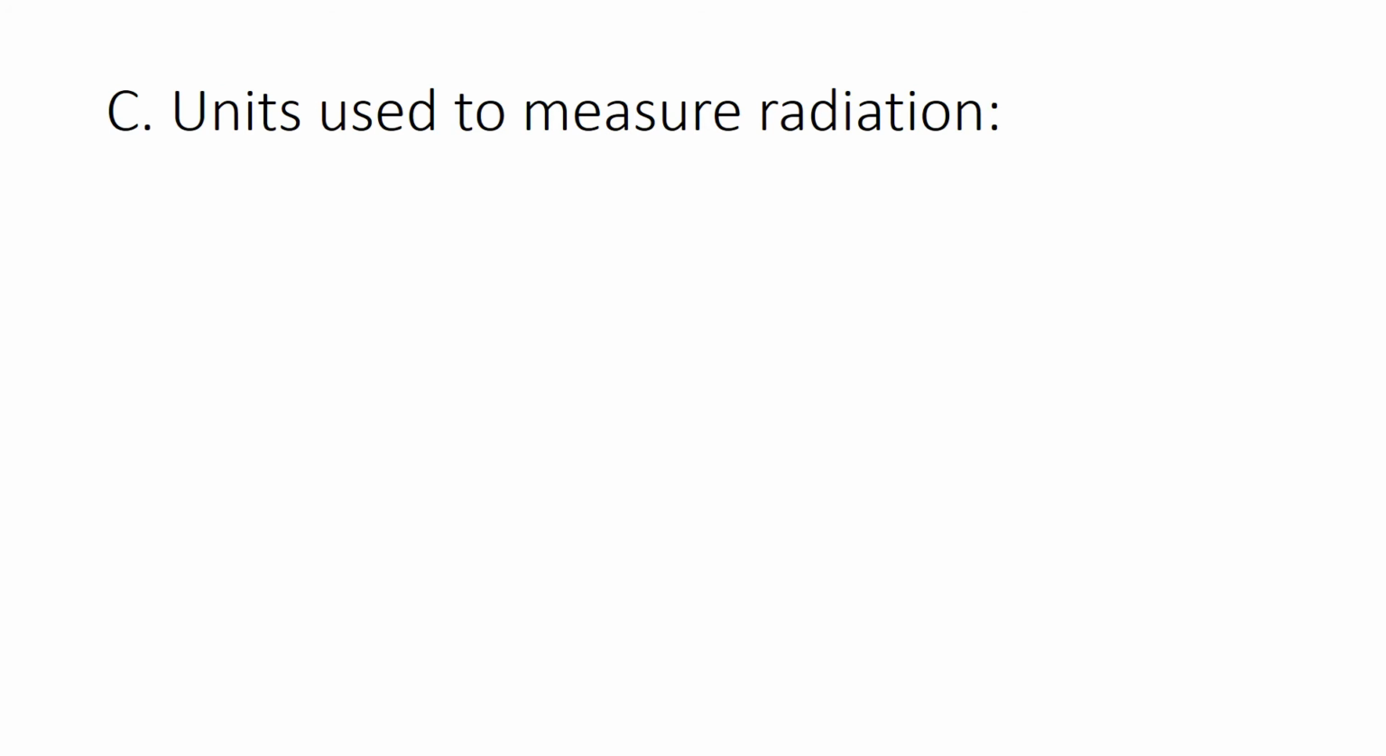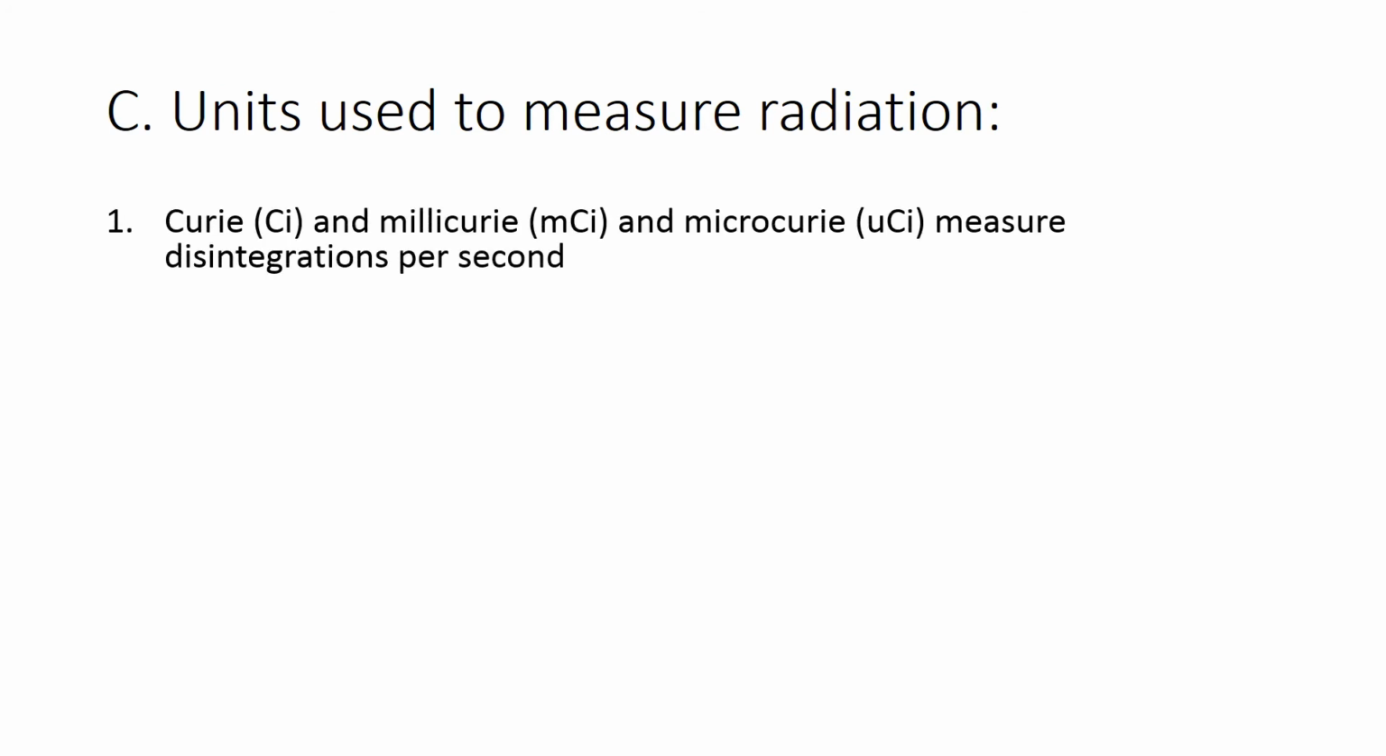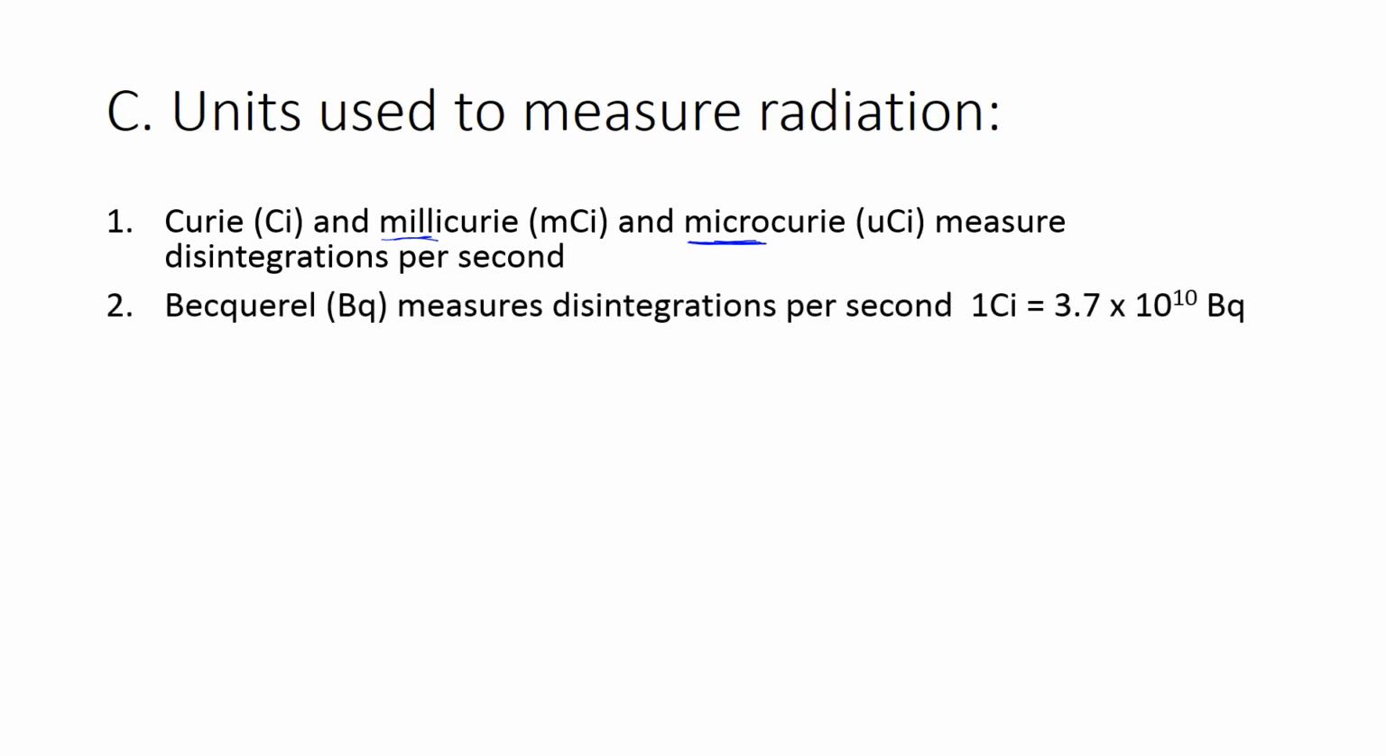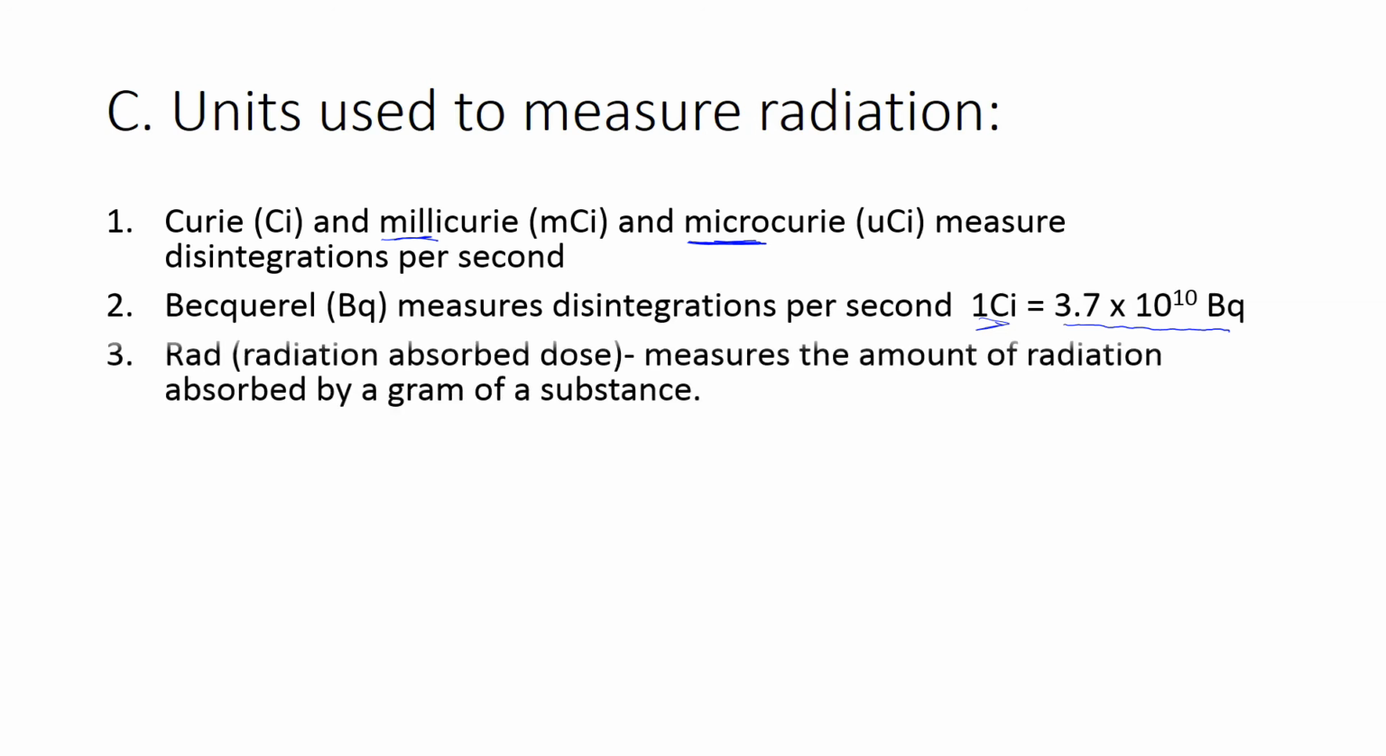Okay, let's talk about the units used to measure radiation. The first is a curie, a millicurie, and a microcurie, and these are using metric prefixes, so we know milli is to the 1,000th, micro is to the millionth, and these are used to measure the disintegrations per second. So you can convert between a curie and a millicurie, or a curie and a microcurie. A becquerel measures the disintegrations per second. 1 curie is equivalent to 3.7 times 10 to the 10th becquerels. So you have another conversion factor in case you have to go from one unit to another.